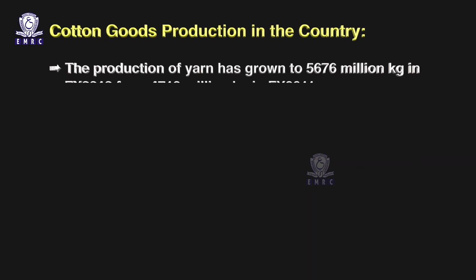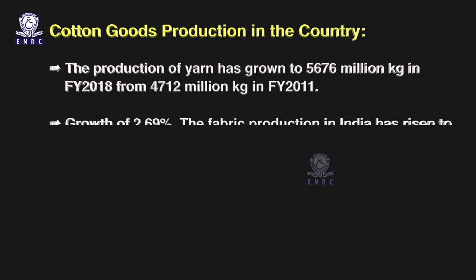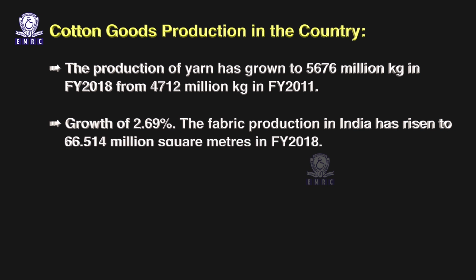The production of yarn has grown to 5,676 million kg in financial year 2018 from 4,712 million kg in financial year 2011. There has been a growth of 2.69%. The fabric production in India has risen to 66,514 million square meters in financial year 2018.